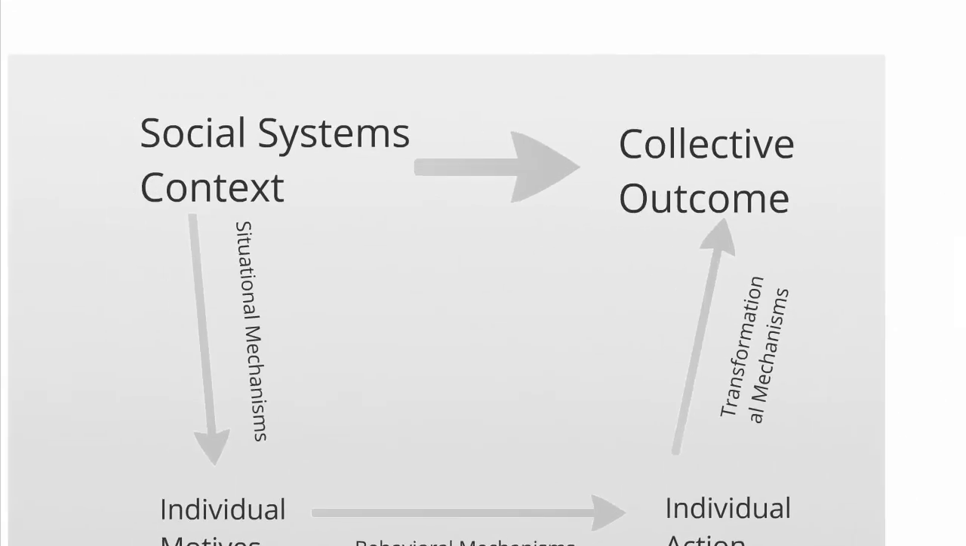This is called Coleman's model. Coleman's model examines how social systems or context shape individual motives. Individual motives are shaped into individuals' action, and as many individuals take action, it transforms into a collective outcome. So let's start at the beginning, the social system and the context. We're at a movie theater. Somebody yells fire. The situational mechanism is sort of like that context. It's dark, you smell smoke, you see the flames, somebody yells fire.